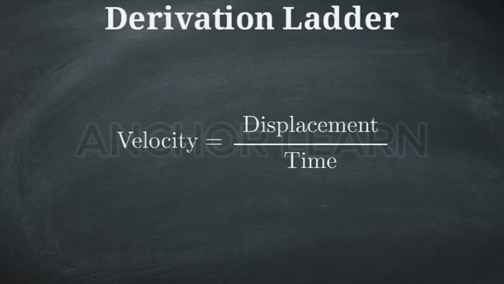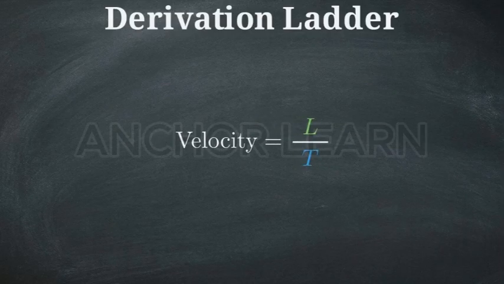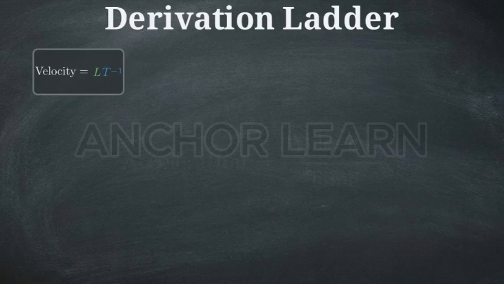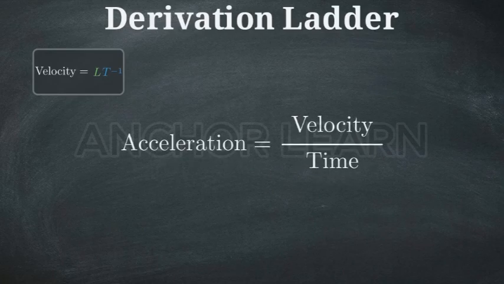The formula is displacement over time. This reduces to length over time, or L over T. To avoid fractions in standard form, we slide the T up with a negative index. It becomes LT to the negative 1.